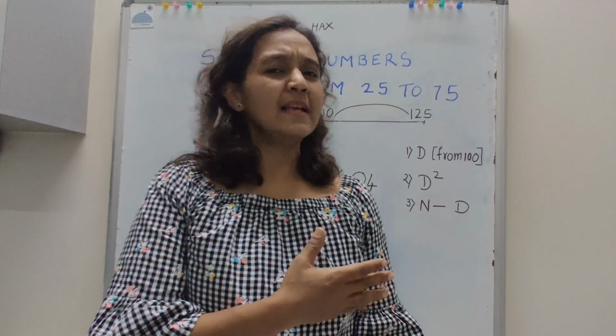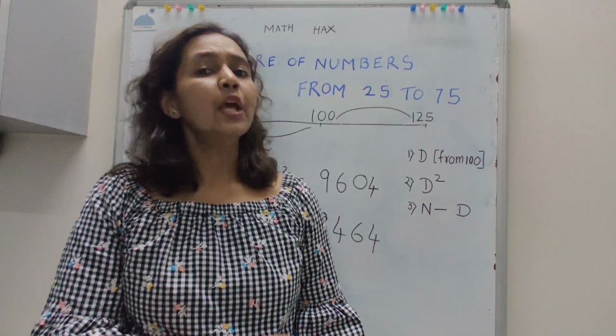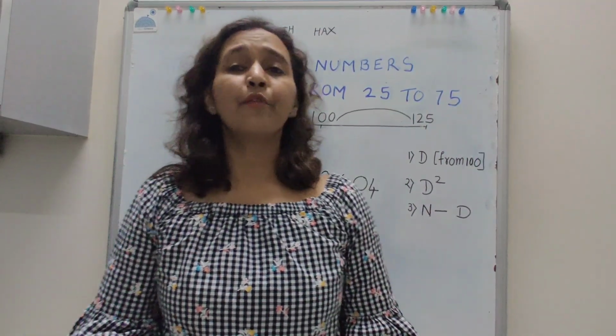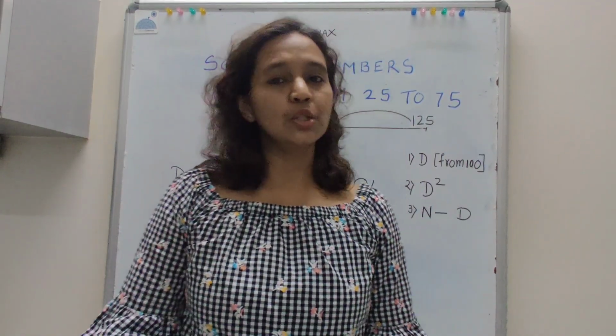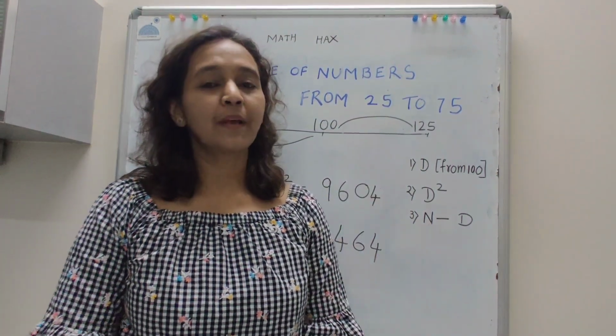This technique requires a little practice. But once you practice and master it, believe me, you can find the square of any number from 25 to 125 in just 2 to 3 seconds. Just like the OLL PLL of your Rubik's cubes.